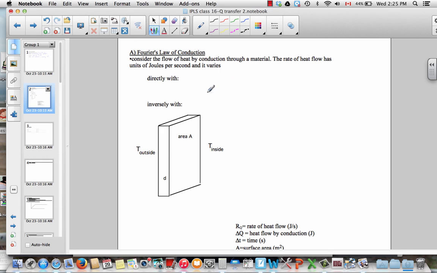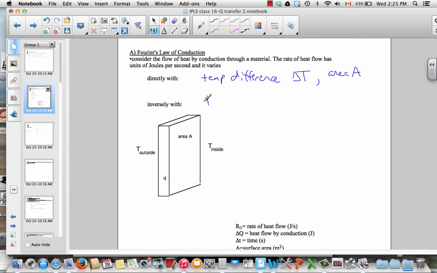And what Fourier's law says is that we analyze, say, the flow of thermal energy through a slab of material. And Fourier's law says that the thermal energy flow through that material depends on a few things. First of all, it depends on the temperature difference across the material. That's delta T. So with a greater temperature difference, you get more thermal energy transfer. It depends on the area of the slab A. With a greater area, you get more thermal energy transfer.